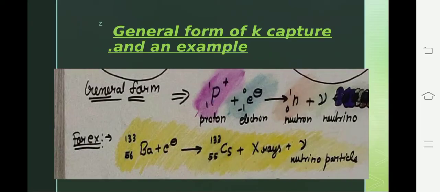Now the general form of K capture. As you all know, in the nucleus there are two kinds of particles present: neutron and proton. The proton combines with the captured electron and forms a neutron and a neutrino particle. Here is an example. Here is the nucleus of barium 56. It captures an electron and converts to cesium 55 and releases X-rays and a neutrino particle.